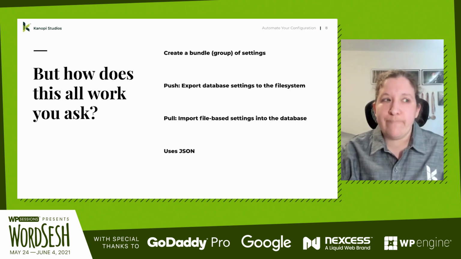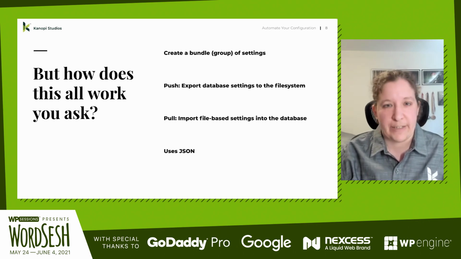So, how does this all work? Well, firstly, you'll create a bundle, which is known as a group of settings. There's two main terminologies that you need to know. There's push, which is where you'll export your database settings to the file system. Or there's pull, when you're going to import the file system settings into the database. And the great thing about all this, it uses JSON. So you don't have to worry about coding everything. It comes in a nice formatted JSON file.